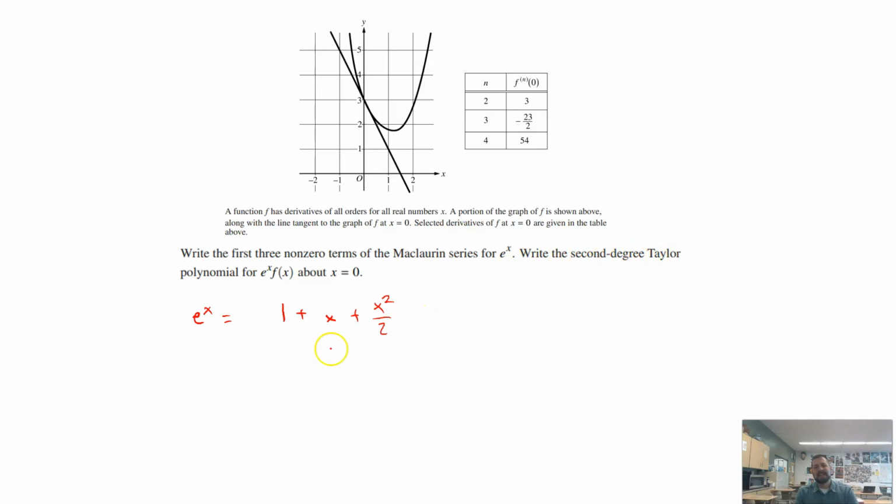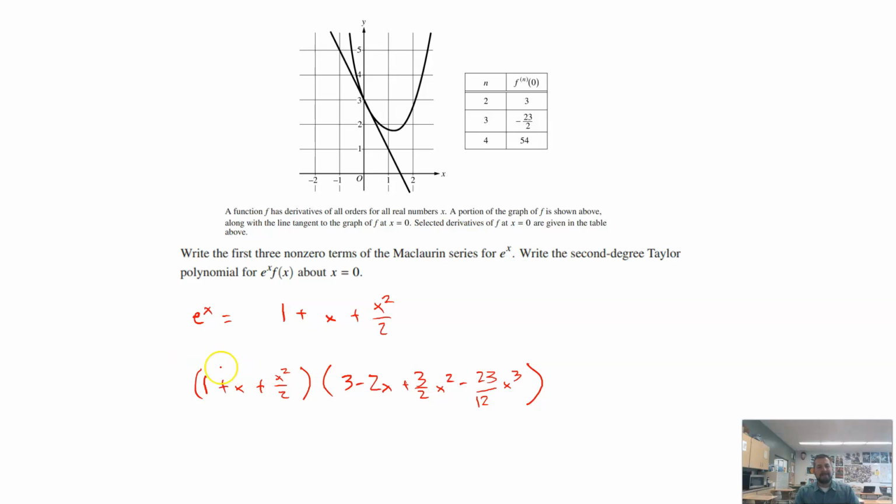Then it wants me to write the second degree Taylor polynomial for e to the x multiplied by f of x. Well, it wants a second degree Taylor polynomial. What that means is I am going to multiply these two things together, the e to the x and what I got for my Taylor polynomial previously. I'm going to multiply those together, but notice it only wants the second degree Taylor polynomial, which means I only need things that are raised to x squared or lower.